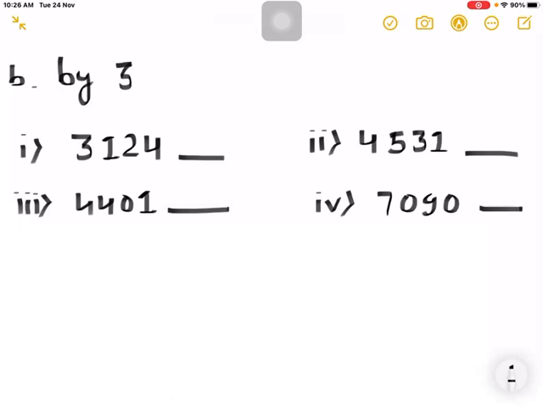So how can we identify which digit will be correct here? Okay, so for this you have to remember the divisibility rule for 3. What is the divisibility rule for 3? A number is divisible by 3 if the sum of its digits is divisible by 3. That is the rule. Let me write.